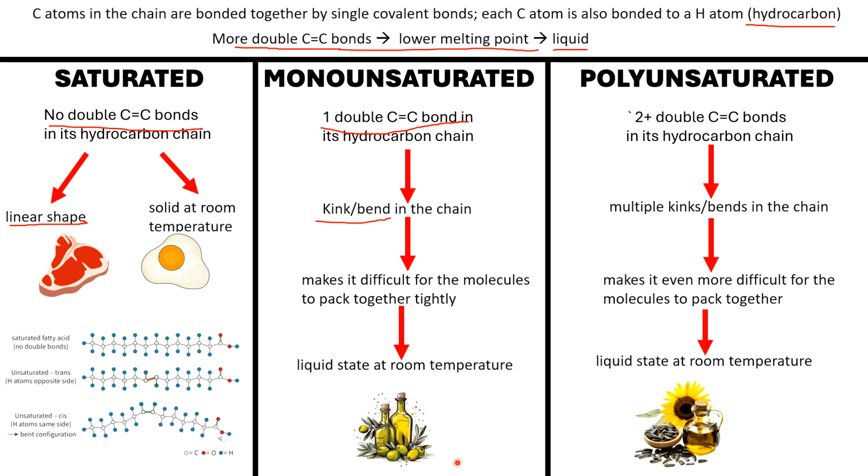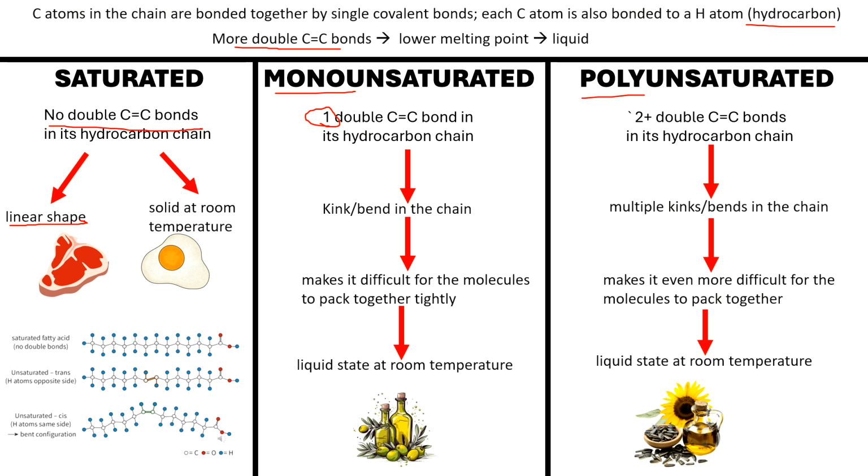Polyunsaturated fatty acids, these have two or more double carbon-carbon bonds. Remember, mono is always for one and poly is for two or more. Now, these have multiple of these kinks or bends in their chain, and this makes it even more difficult for the molecules to pack together, and so they have a liquid state at room temperature, and they have an even lower melting point. An example of this, seed oils such as sunflower oil. Not very healthy.